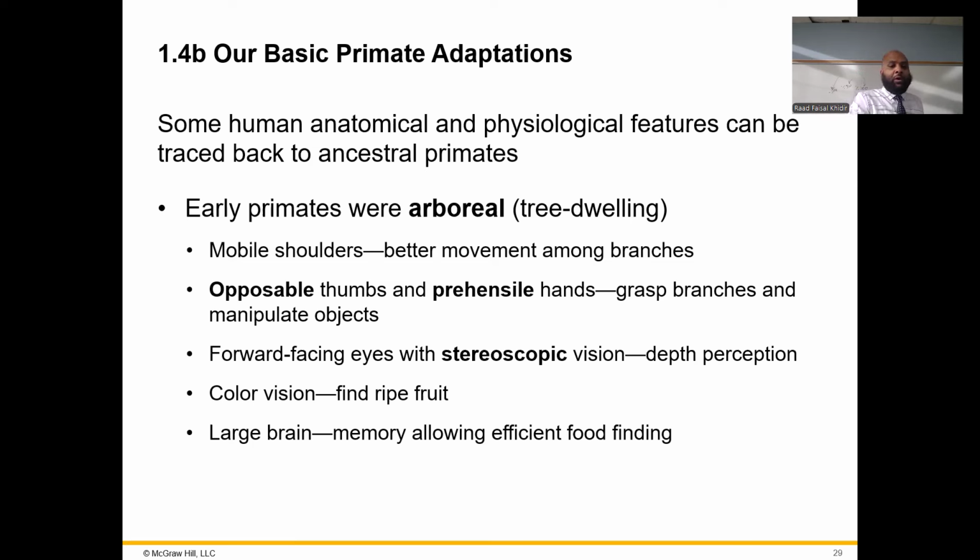Okay, so forward facing eyes. Our eye structure is not like the animals whose eyes are on the back or on the side. They are forward in the front because that gives us better access and better view. So we have better lateral view, better peripheral vision, and better central vision.